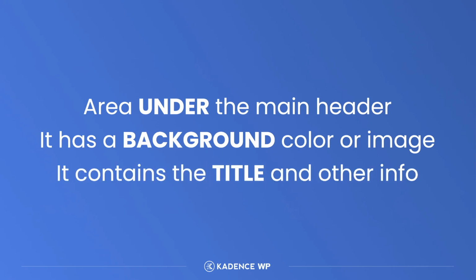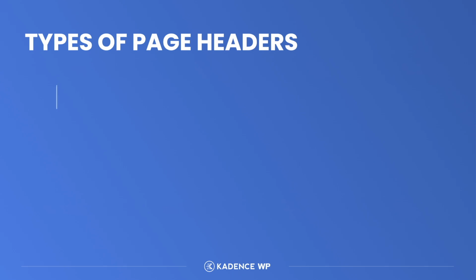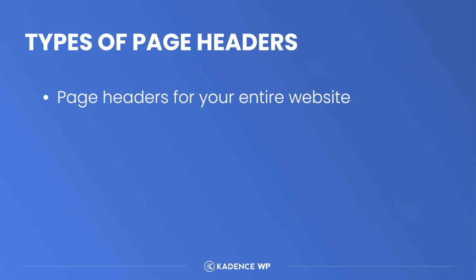And lastly, it contains the title of the page or post, and it optionally can show other info. For example, if it's on a blog post, you can choose to include other information such as the author, the publish date, etc. You have access to all of these options. So let's take a look at the types of page headers.